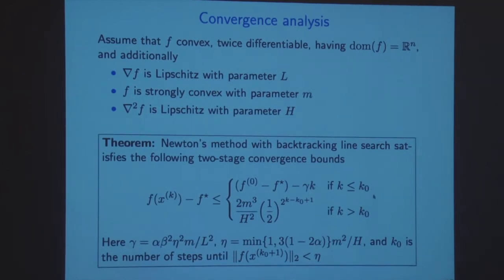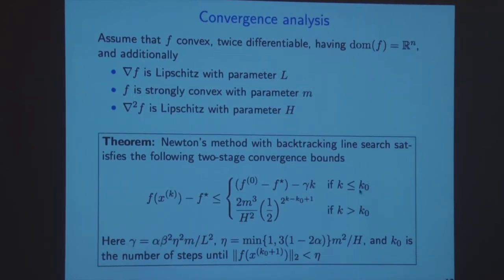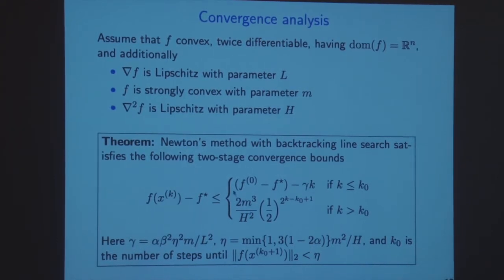And those stages are defined by some number k0, which is defined kind of implicitly, but you can think about it as being defined in terms of the problem instance. So there's just some k0 that's going to break up Newton's method into two stages. If k is less than or equal to k0, so if we're in the first stage of convergence, then we don't have a very fast convergence rate.